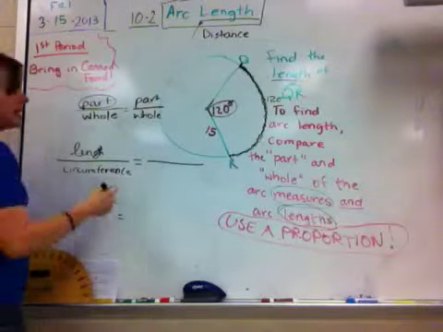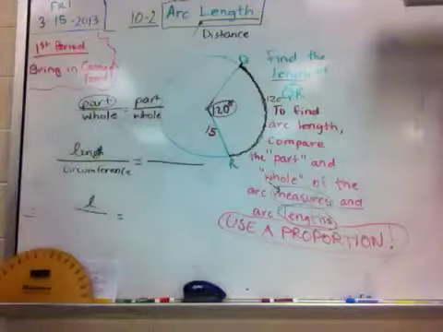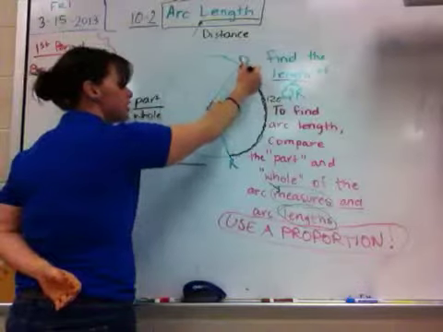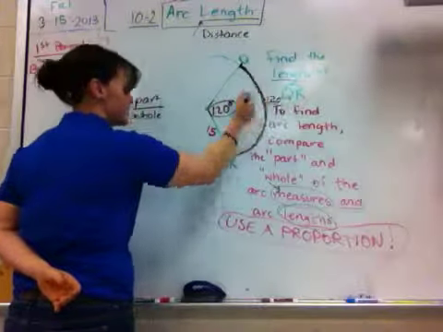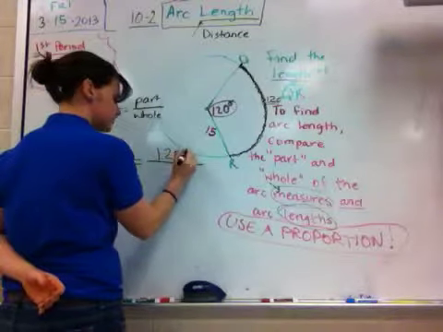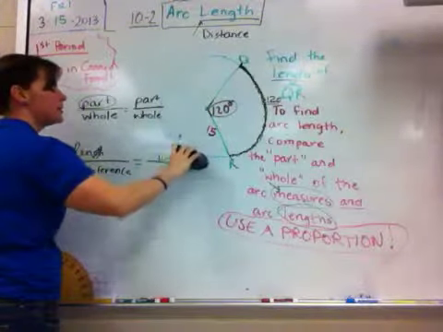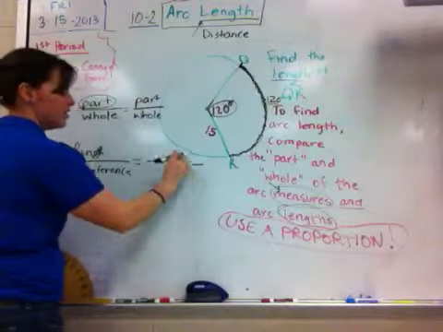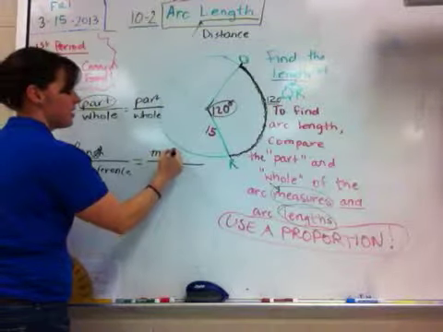Okay, and then you're going to set it equal to the part and the whole of the measures. Okay, what is the measure of just this part, just this arc? Its measure is 120. I'm going to put that 120 on my bottom one. For right now, let me do this. I'm going to put the measure of the arc.